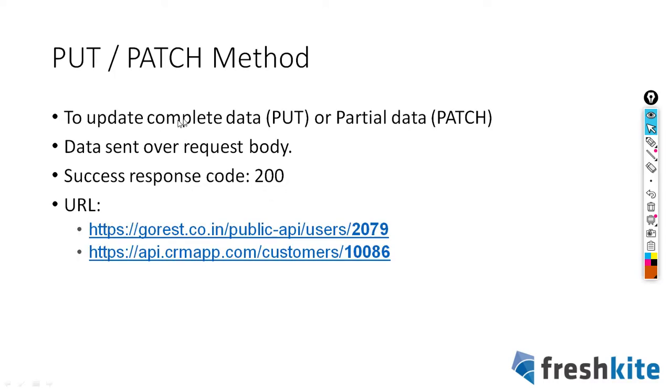The PUT method is basically used to update the complete data, and the PATCH method is used to update only partial data. The data which has to be updated is sent over your body. The response code here is 200. These are some publicly available URLs where you can use your PUT and PATCH methods. We will write our own web service, our own web API.